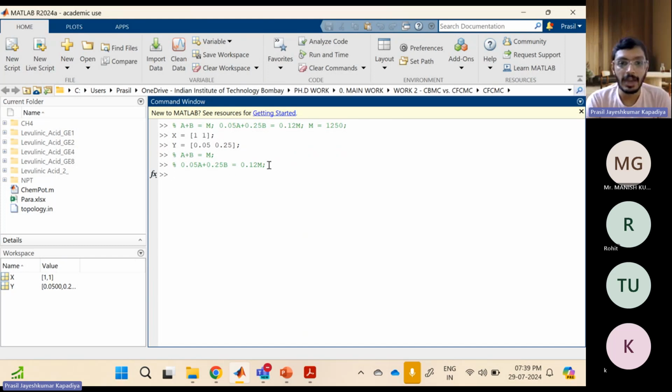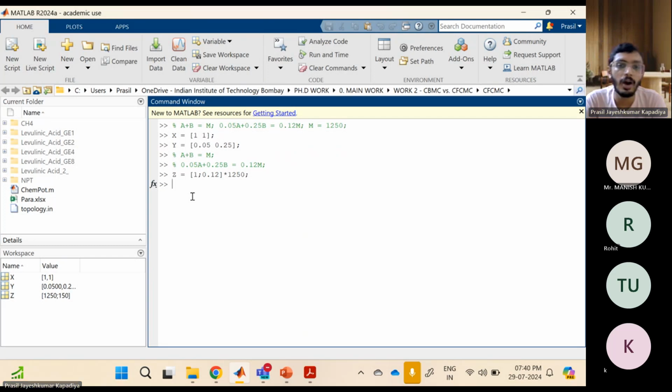Now I want to write the right hand side matrix. I will be entering the first value then the second value in a column, the way equations are. So I'll be writing z is equal to 1, then semicolon 0.12. And what is the value of m? I will just multiply it with 1250. So instead of writing 1250 and 0.12 into 1250, I wrote it like this. I have x, y, and z.